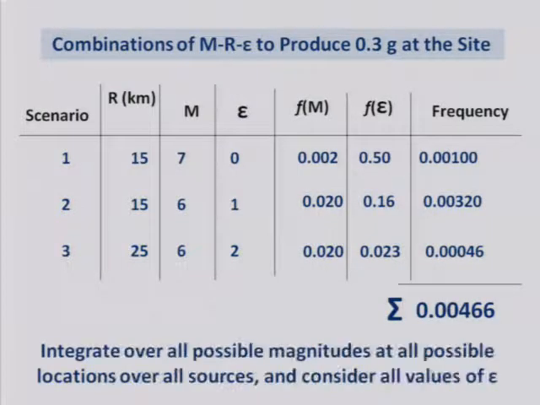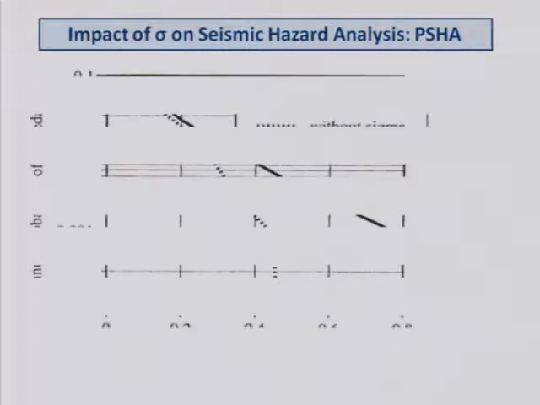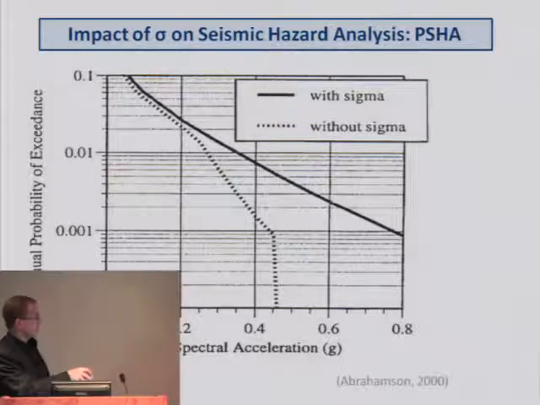And a PSHA simply integrates over all those subsources, over all the possible magnitudes from the minimum we consider up to the maximum considered feasible, and I consider the full range of epsilon values. And the result is we end up with a seismic hazard curve showing annual probability or frequency of exceedance against whatever ground motion parameter we happen to be looking at.